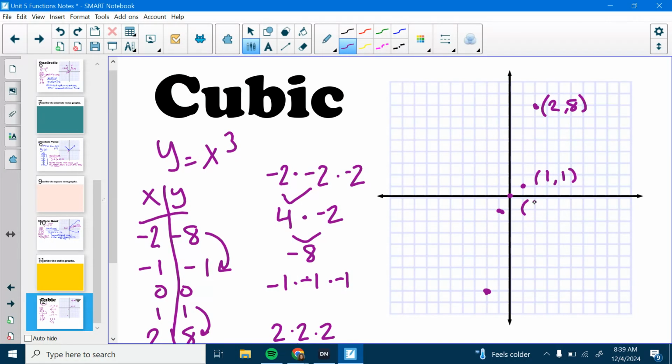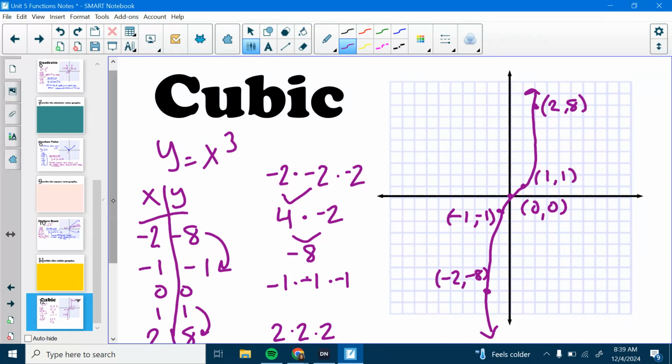So now we get to have both sides represented a little bit more. We get negative numbers and positive numbers. -2, -8. Okay, so there is my cubic parent function.